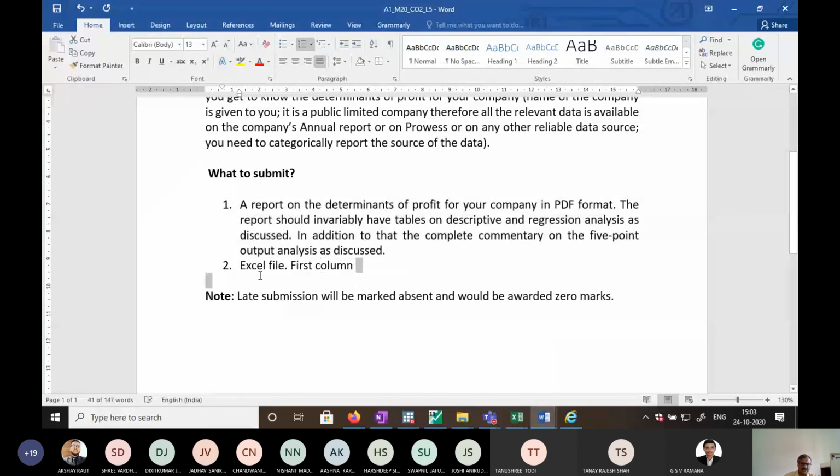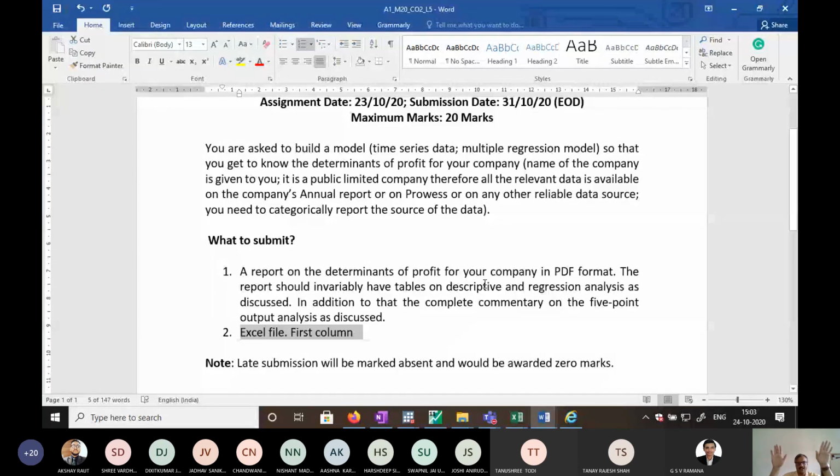You have also given me the Excel in which you will have very neatly arranged data. First column will be the dependent variable, like profit of your company for whatever number of years. Let's say this company has got data from 1985. So you can have data from 1985 till 2019. Or suppose a company started in 2002, then from 2002 onwards. So that is the idea. As old as possible data you are supposed to have for profit, and all the other variables should be neatly arranged in Excel.